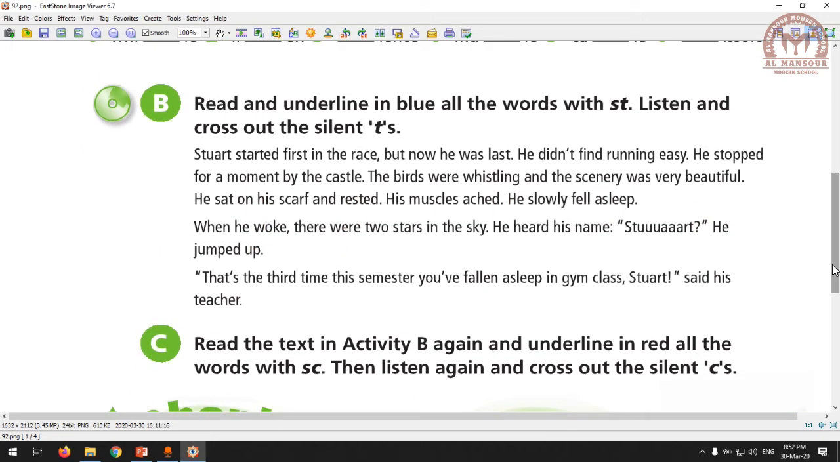Now, for this exercise, while we're reading, we're gonna underline the words that have ST in them. And we're gonna cross out the words that have a silent T in them, okay? I want you to use your blue pen with this first exercise because we're gonna do the same thing with the C exercise but with a different color, okay? So Stuart, excuse me.